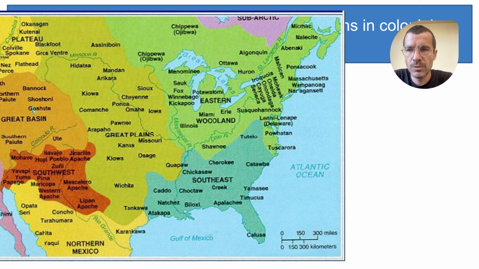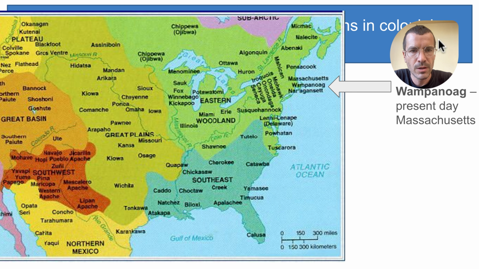I'd like you to know just a few specific tribes that you're going to hear more about later on in class. The first one is called the Wampanoag, and they lived in what is now the state of Massachusetts. You might have heard of the Wampanoag if you've already heard the story of the Pilgrims and their first Thanksgiving with someone named Squanto. Squanto was a Wampanoag.